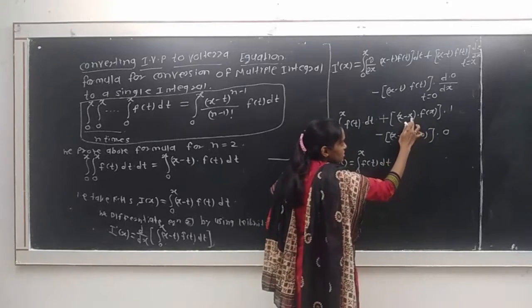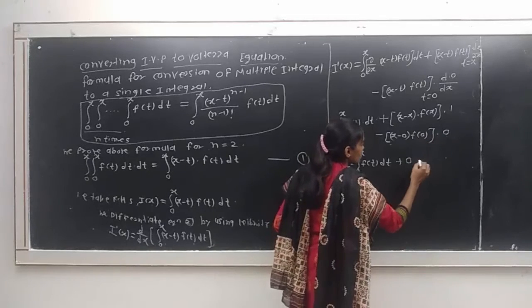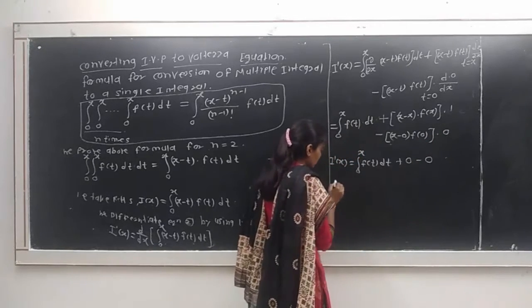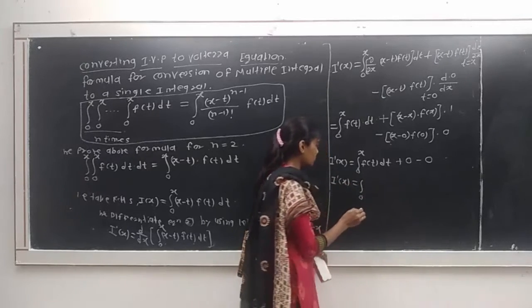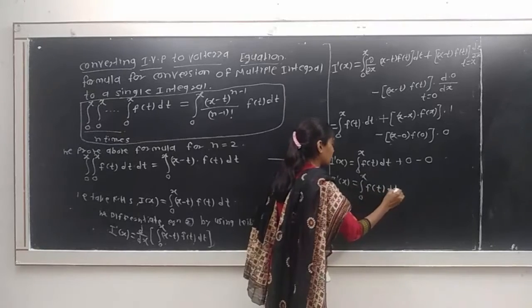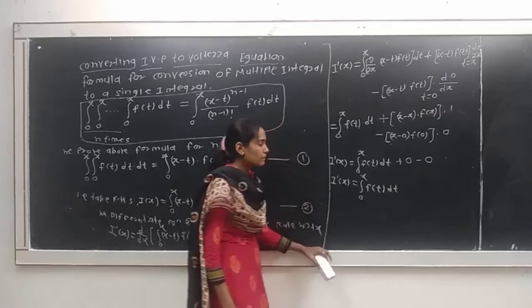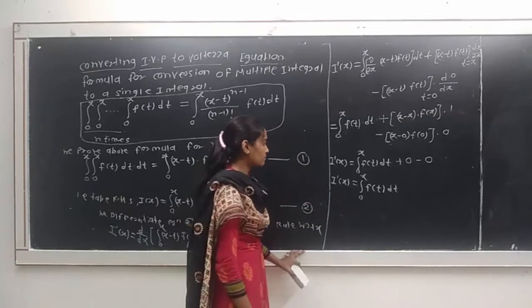X minus x is 0, that is this term becomes 0, plus 0, and 0 into this will be 0, that is minus 0. Then we get I dash of x is equal to integration from 0 to x f of t dt. We get here an integral differential equation.